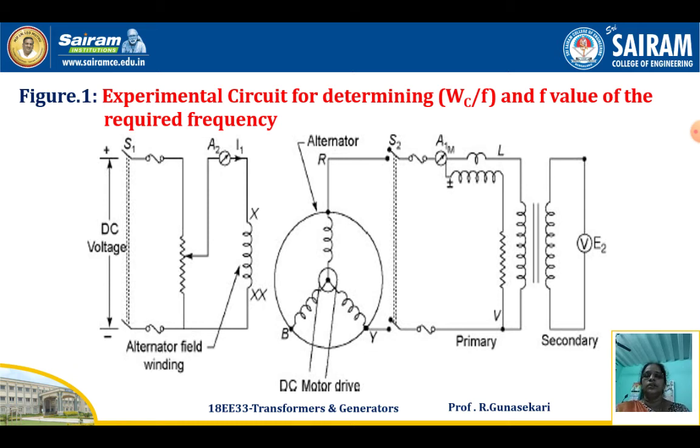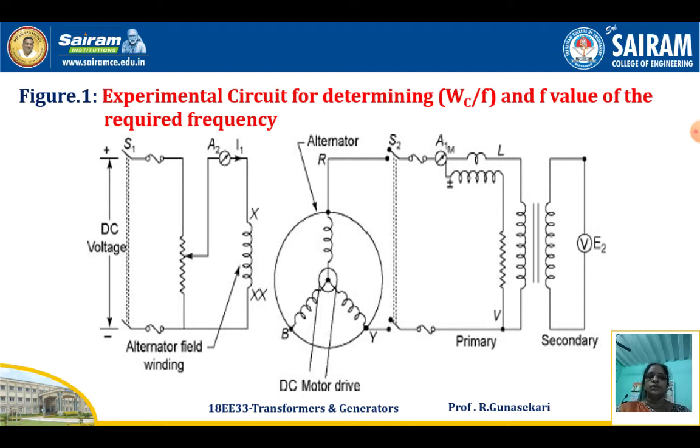So first, the DC power supply, 230 volt DC power supply, then the switch S1, that is the DPST switch, the double pole single throw switch, then the rheostat. For varying the speed, for that purpose we are using the field rheostat. Then the ammeter is connected in series with the field, that is the alternator field winding. Then the alternator, which has a star connected stator winding.